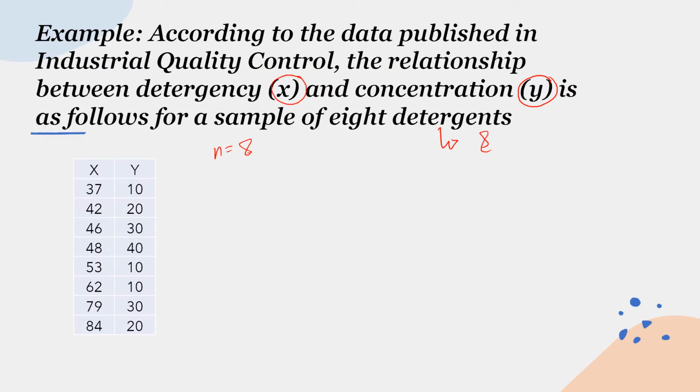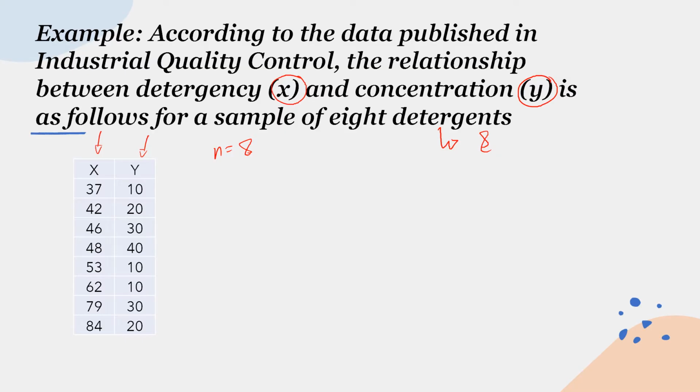By the way, I'm still performing the steps of statistical hypothesis testing. I'm just not writing it down. We have two variables. X is representing detergency and Y representing concentration. Again, we go through all the trouble of formulating our null hypothesis. Our alternative hypothesis, we're going to look for the tails of the test, which is normally a two-tailed test.